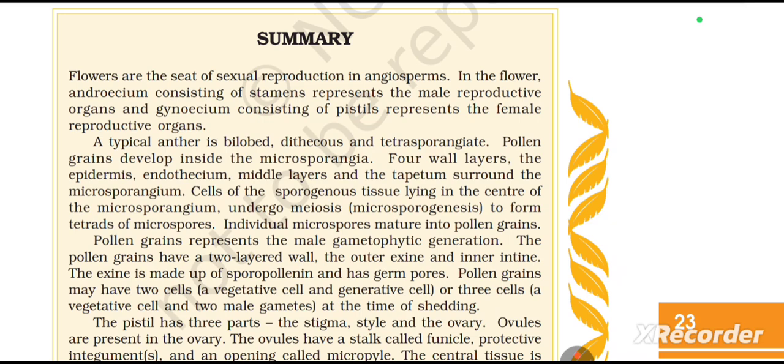Pollen grains represent the male gametophytic generation. The pollen grains have a two-layered wall, the outer exine and inner intine. The exine is made up of sporopollenin and has germ pores. Pollen grains may have two cells, a vegetative cell and a generative cell, or three cells, a vegetative cell and two male gametes, at the time of shedding.